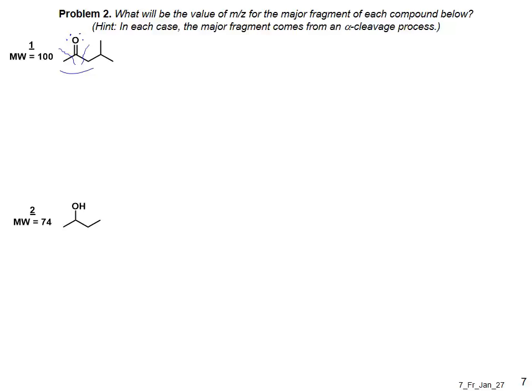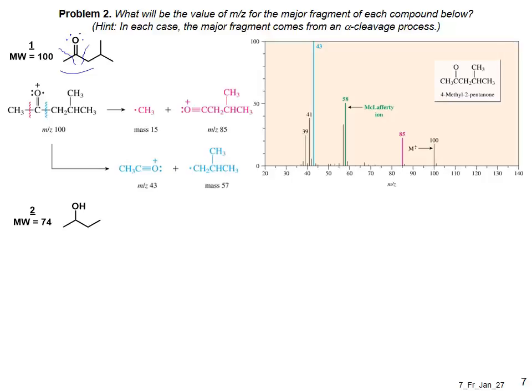Remember that when we do that, the positive charge ends up on the oxygen, so the part that the oxygen stays on carries the positive charge. The other part is the fragment that is lost and not detected. In this case, this is what we would predict for this problem. We would predict that the 2 major fragmentations would be cleavages at the alpha position.